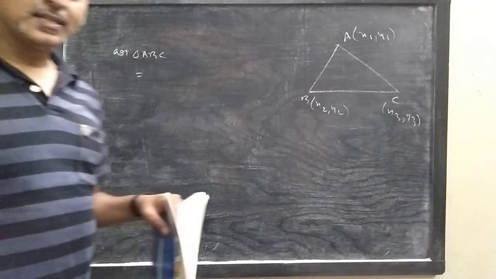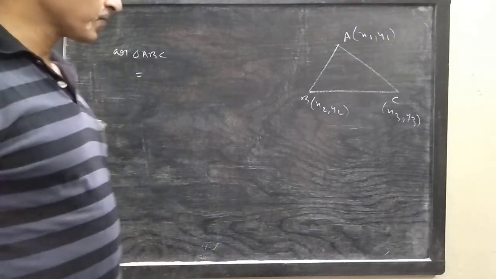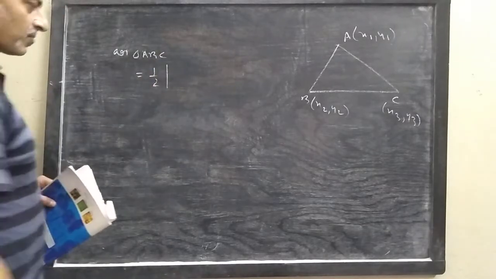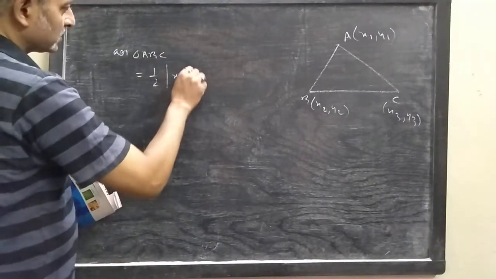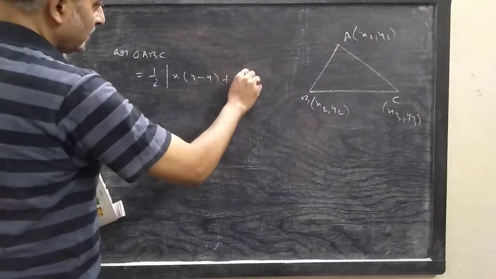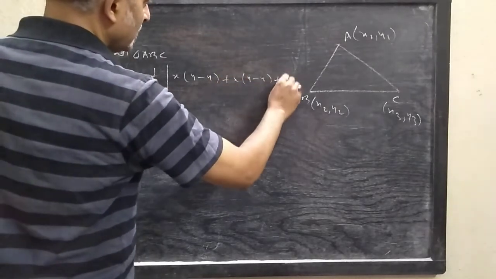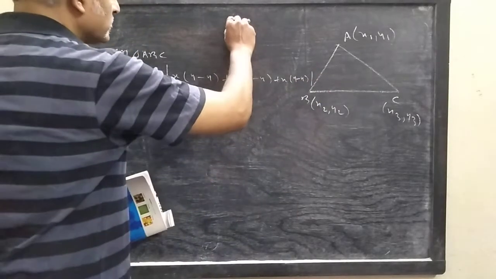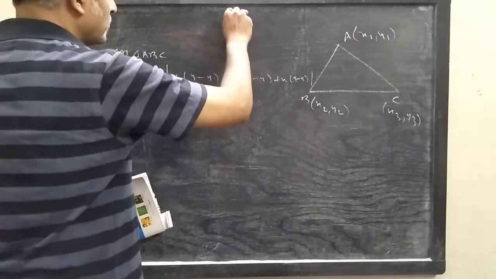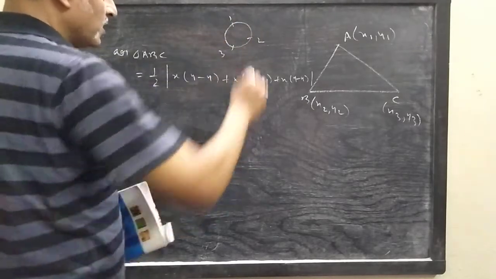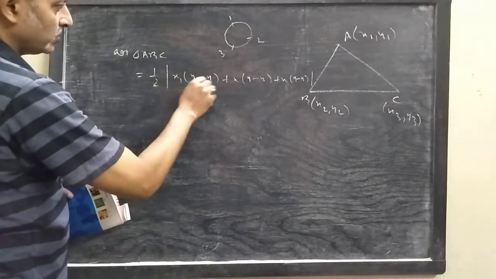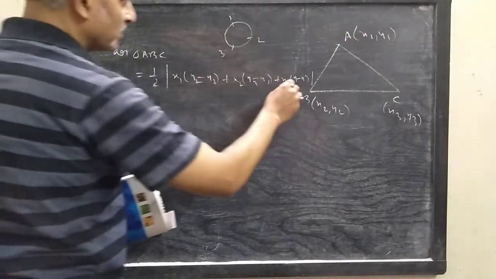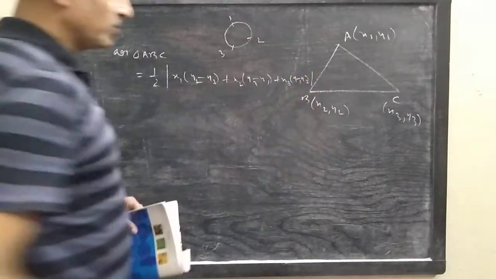I am writing the formula in such a way that will help you to remember it. First write half, then put the modulus sign. Then write in this way x, y, 1, then x, y, 1, again x, y, 1, close the modulus sign. Now think of this circle 1, 2, 3. First write 1, 2, 3. Then write 2, 3, 1. Then write 3, 1, 2. You get the formula.